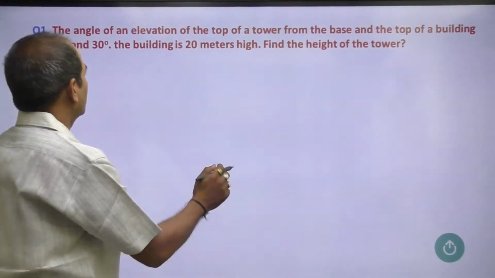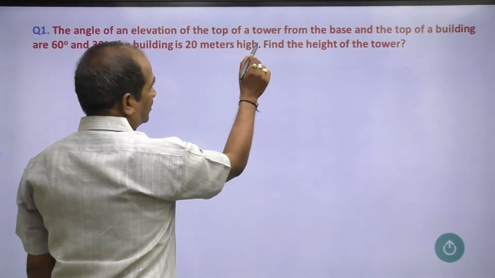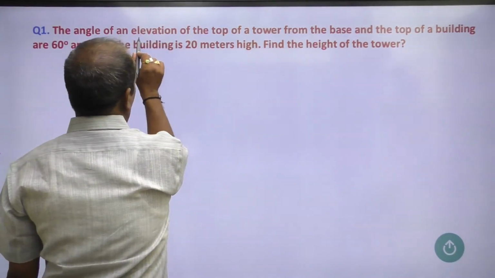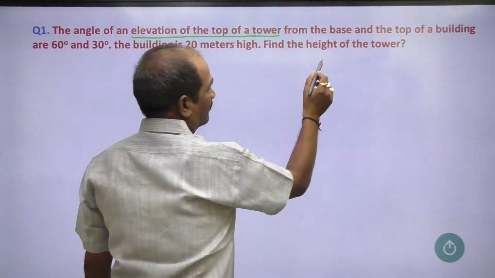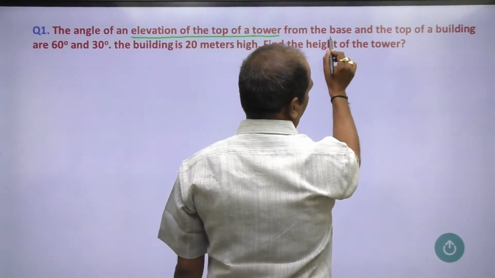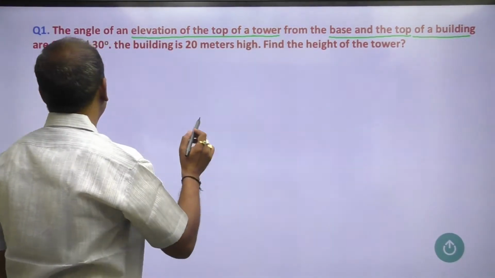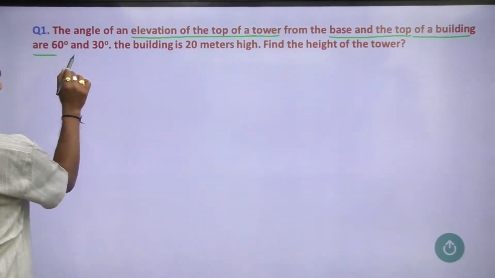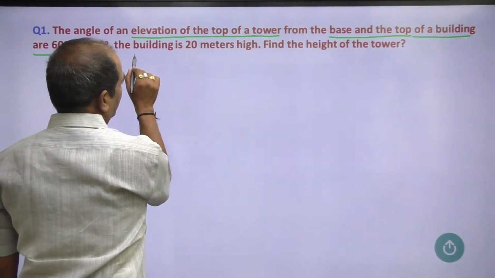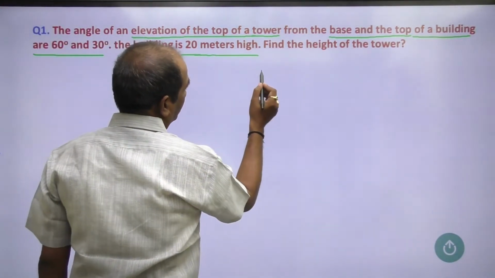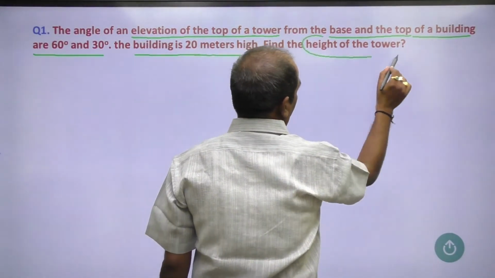See here first, in this given problem: the angle of elevation of the top of a tower from the base and top of a building are 60 degrees and 30 degrees. Next, the building is 20 meters high. Find the height of the tower.